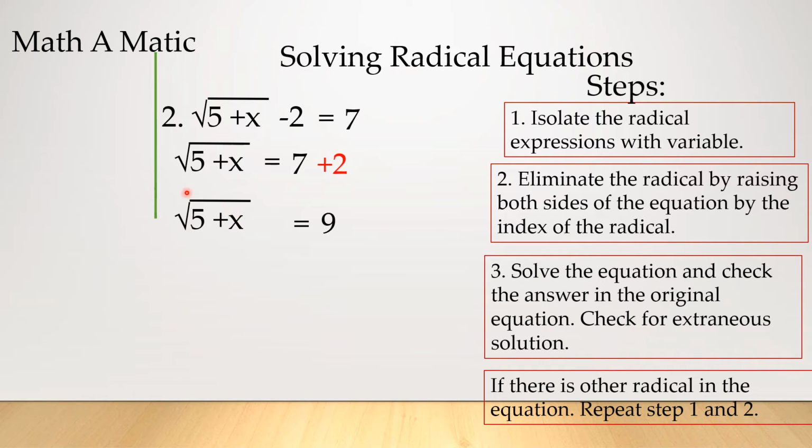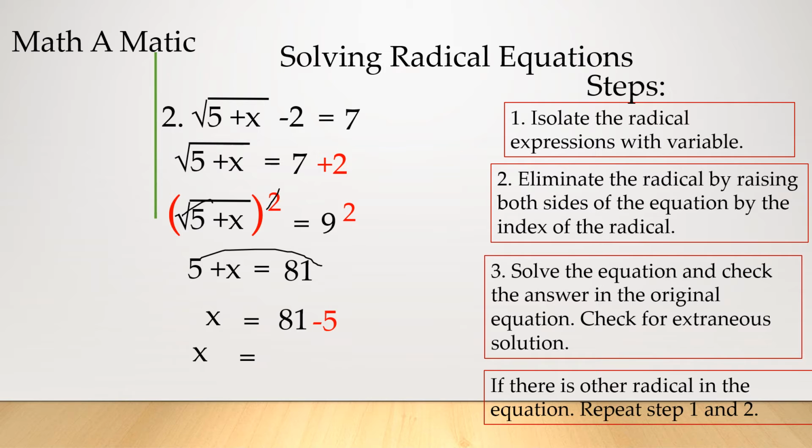What we are going to do next is eliminate the radical by raising both sides of the equation to the index. Again, this is a square root, so square that. Also the other one, 9 squared. Which means we can cancel this again. And we have now 5 plus x is equal to 81. 9 times 9. We can now solve for x. We need to move this to the other side. x is equal to 81 minus 5. And what is 81 minus 5? That is equal to 76. Okay, so we have the value of x, which is equal to 76.